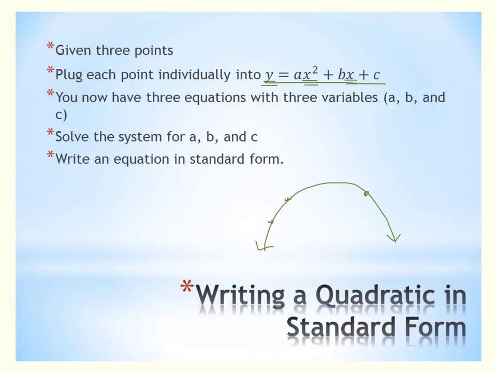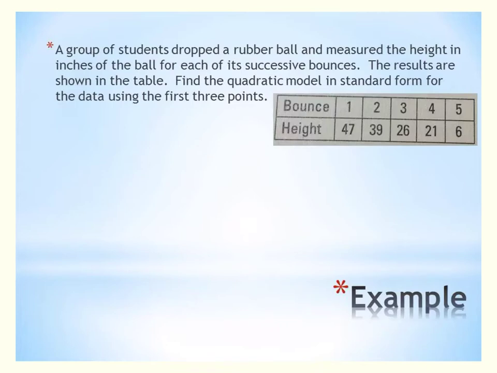You can refer back to chapter 3, when we talked about solving systems using elimination, or you can use Cramer's rule from chapter 4 if you remember that. Once you get a, b, and c, you're going to write your equation in standard form. That's going to be our answer here, in standard form.